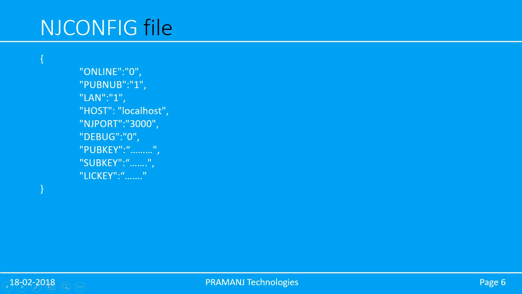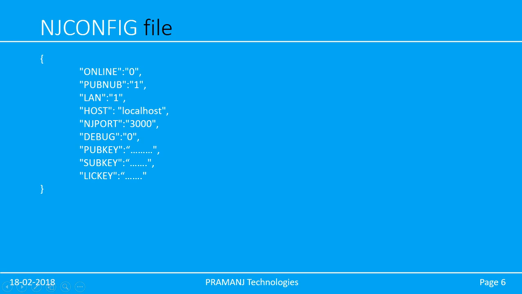And this parameter PubNub defines whether you want connectivity with the PubNub or not, because you can run NJ-SCADA only in local mode. And LAN equal to 1 specifies whether you want to connect to the local or LAN clients or VPN clients. And host is the host name of the ignition server.